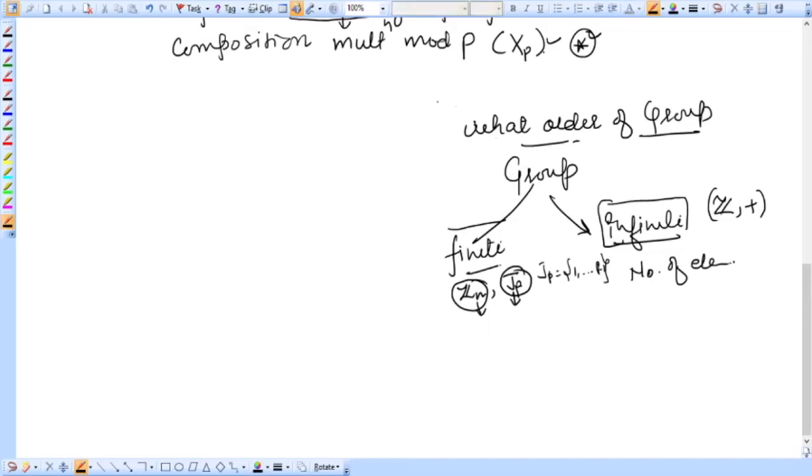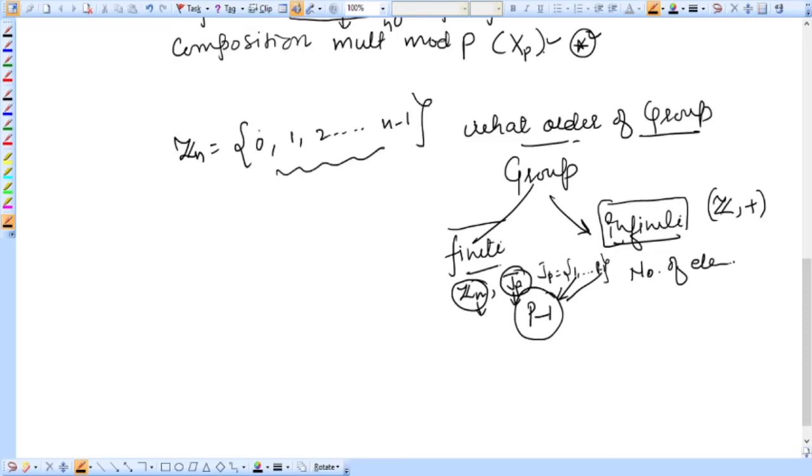Zn is equal to 0 up to n-1. Okay, and what will be the order of Jp? p minus 1, right, because the number of elements in this is p minus 1. And which elements are in Zn? 0, 1, 2, 3 up to n-1, and what will its order be? 1 2 3, so the order of Zn is equal to n, right? And the order of Jp is equal to p minus 1, right?